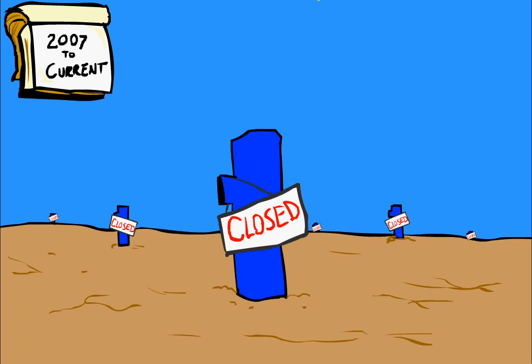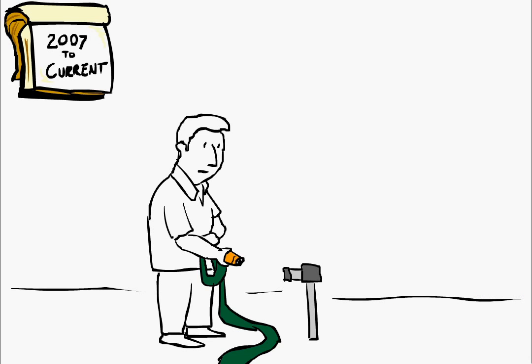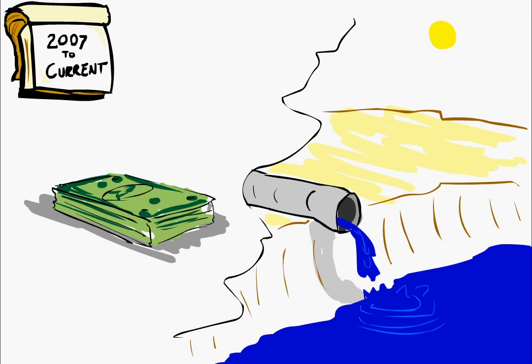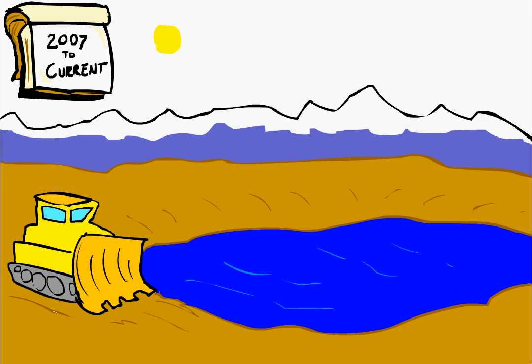Now we are in what we would call the full augmentation era. Though approximately 1,200 wells remain partially or fully curtailed for various reasons, many well users have found supplies to fully augment the groundwater use. One way is by purchasing surface water rights to flow into the river directly. Another way is to build recharge projects.